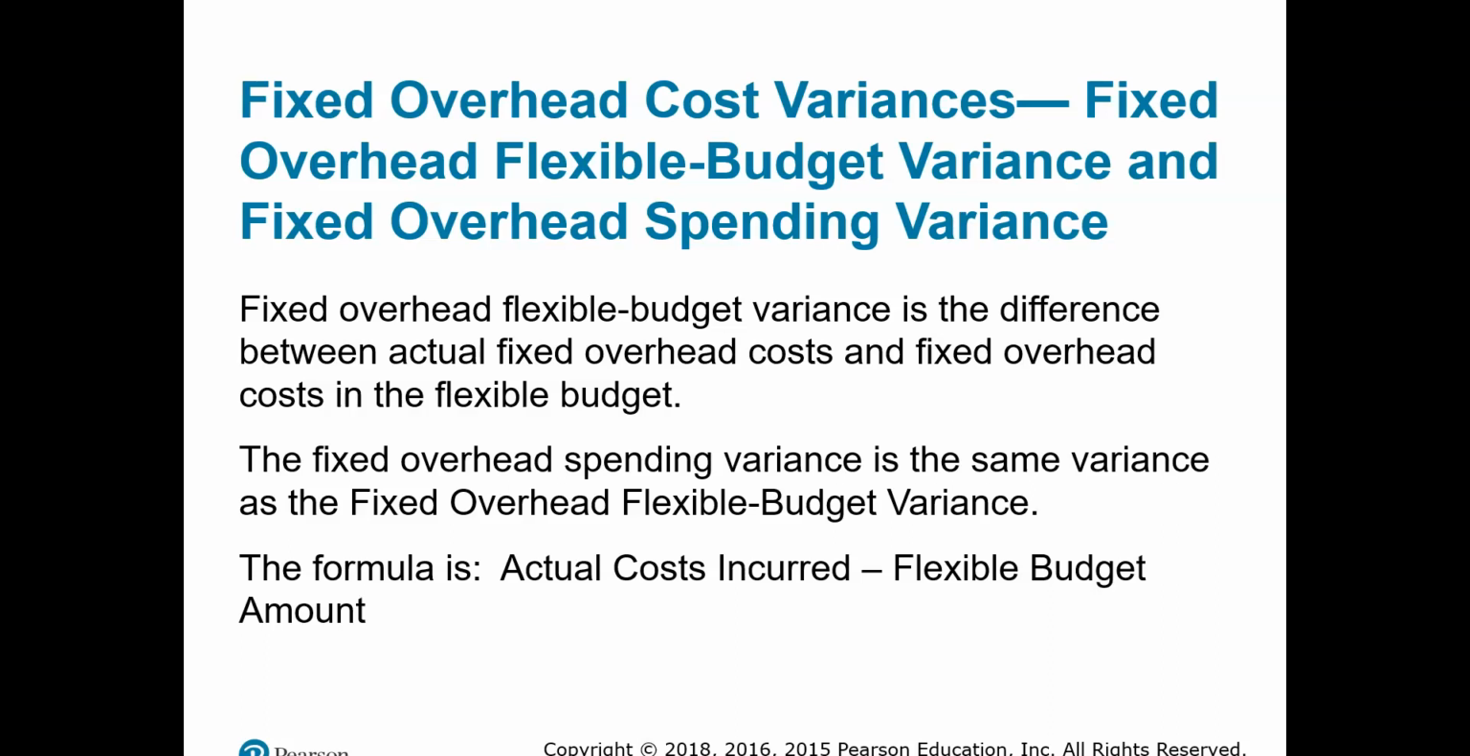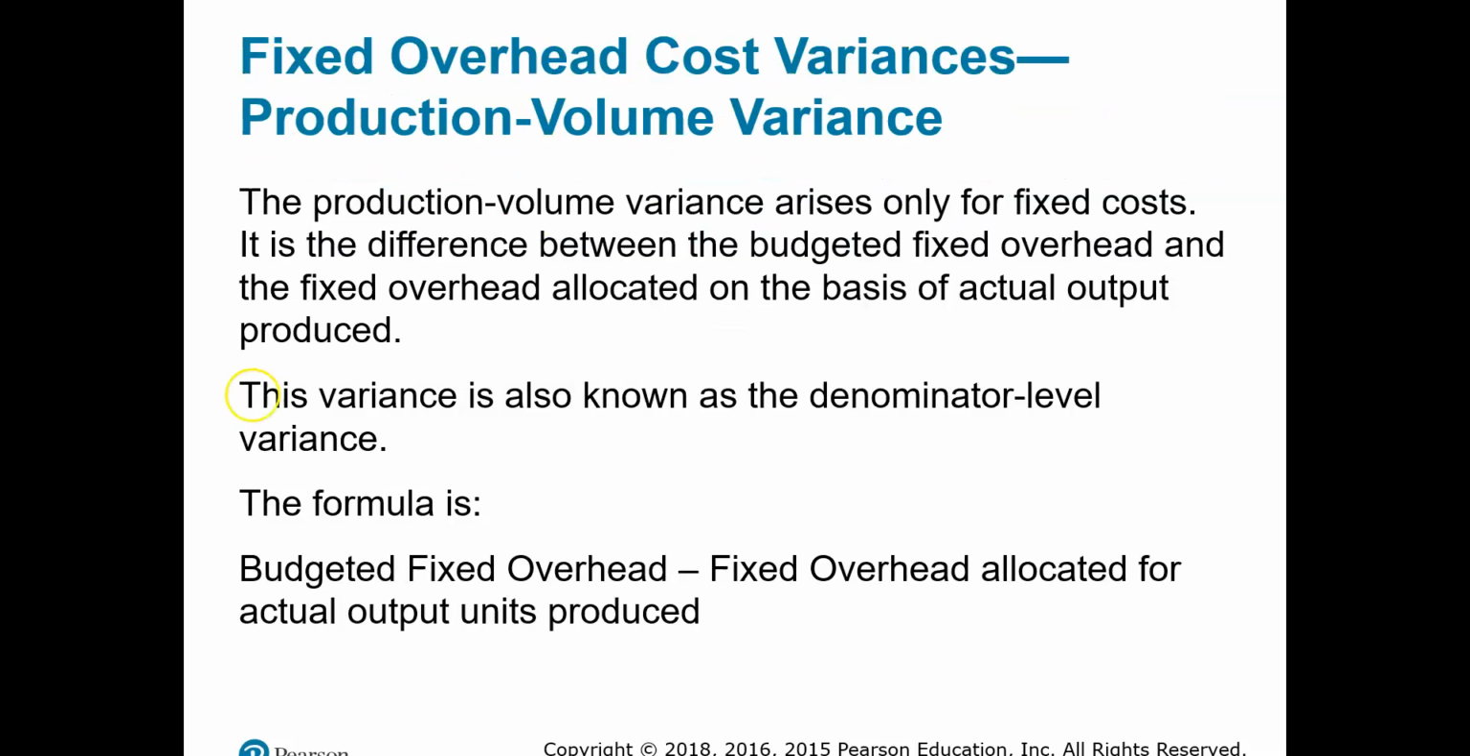And so our flexible budget variance is going to be the same as our spending variance: actual costs incurred minus the flexible budget amount.